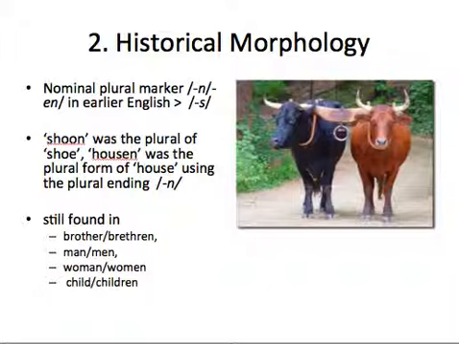Of course, we don't use that anymore. We use the plural marker s, but you can still see some remnants of that. Oxen is one. Think of brother and brethren, man, men, woman, women, and of course child, children. So those are kind of irregular plurals that have survived, but the main morpheme, of course, for plurals is still s.